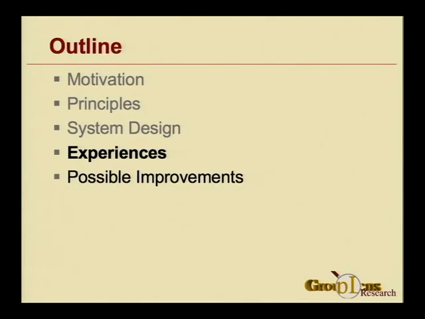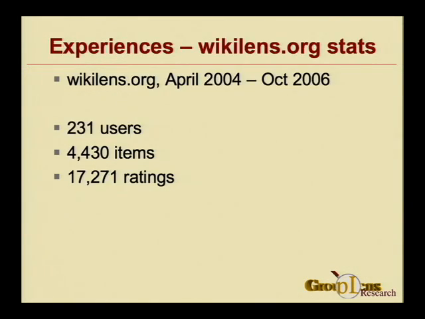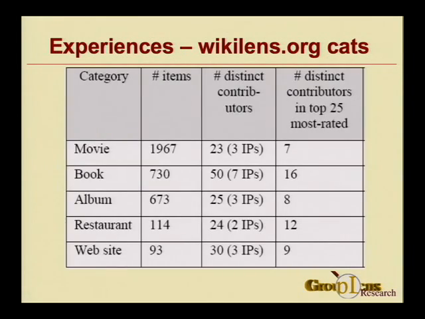So let me describe a few experiences that we've had with WikiLens. Almost everything I'll be talking about is one particular installation, wikilens.org, and the data was gathered over a couple of years. It has hundreds of users and thousands of items. That is small, but not minuscule. Here are the top 5 most popular categories. They have hundreds of items and dozens of distinct contributors.